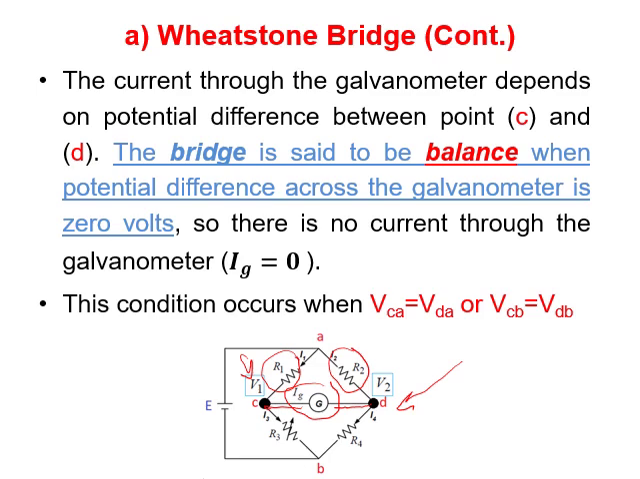Why do I need this balance? What is the importance of the balance condition? Because we are going to measure an unknown resistance. If R4 is unknown, we connect it between points D and B, and then look for the balance condition. We adjust R3 until the current in the galvanometer, Ig, equals 0. Once the galvanometer current equals 0, there is a formula we can apply to get the value of R4. The formula will be developed in the next slide.